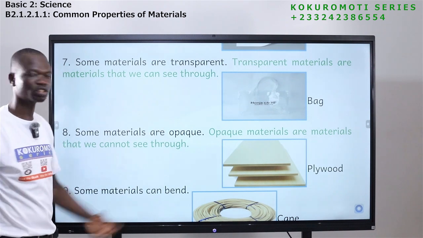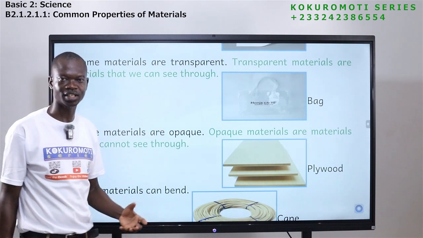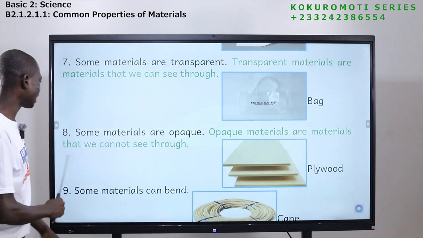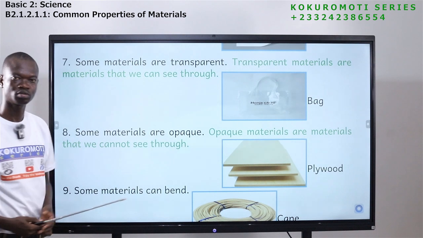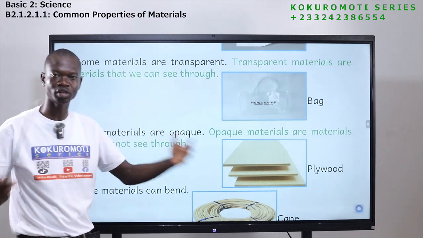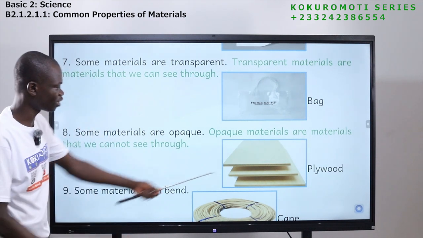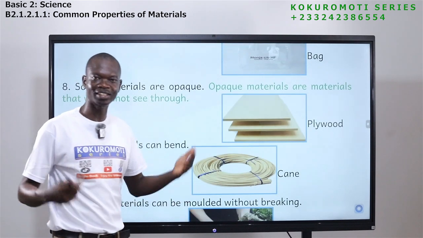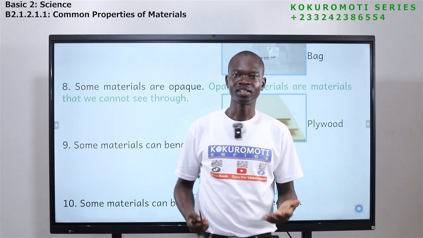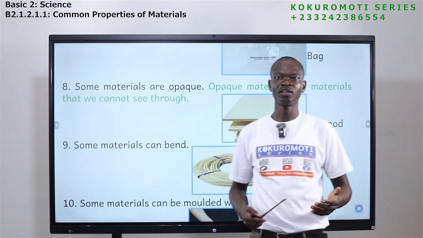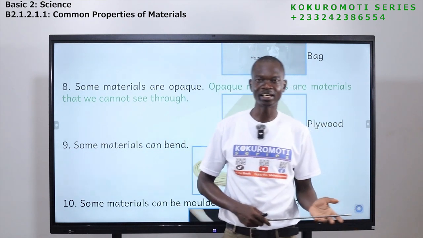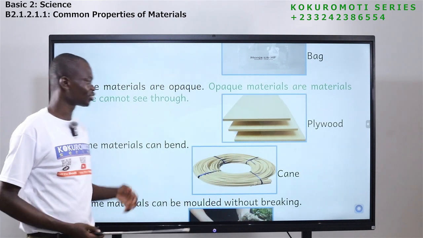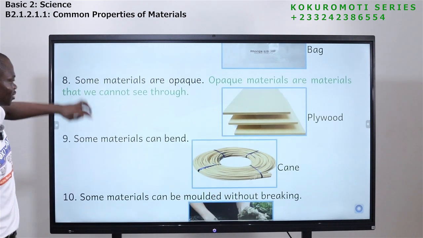So materials that we cannot see through are opaque materials. Materials that we cannot see through, we call them opaque materials. And we have plywood here. Apart from plywood, what else? What example can you give? Yes. Plywood, metals, what again? Soil, what again? There are many. So you should know what opaque materials are.